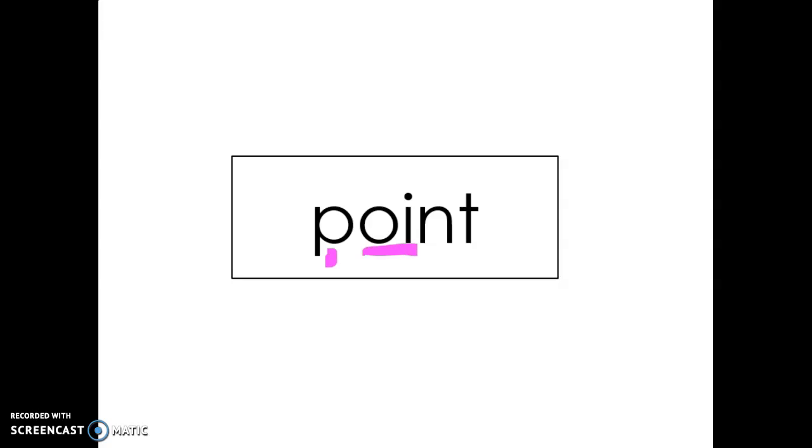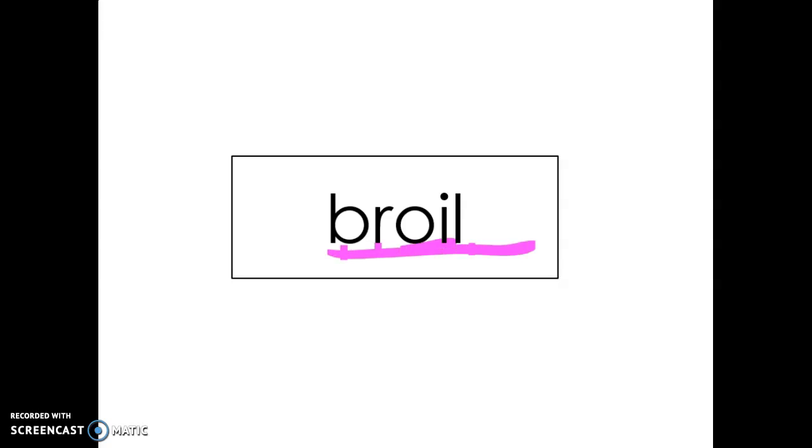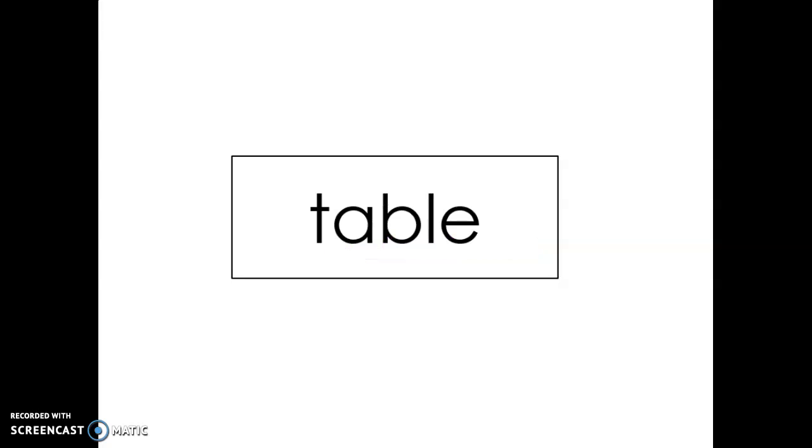Think, say. The word is point. Think. This is z. Word is enjoys. Think, say. The word is broil. Here we have our LE again. We have table. You split it in between the vowel and the consonant. Since this part is an open syllable, which means the vowel is at the end of the syllable, then the A will say its name. So we have table. What's the word?